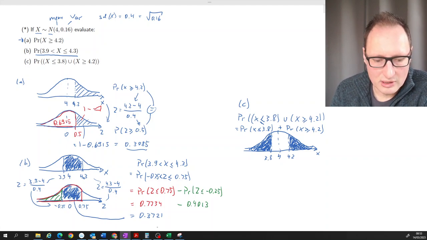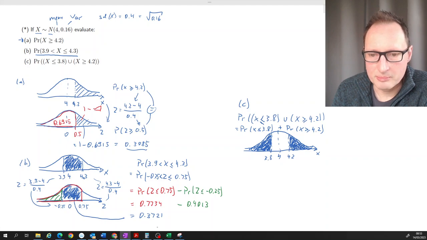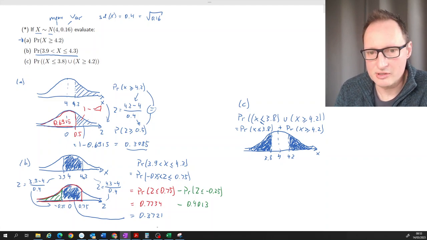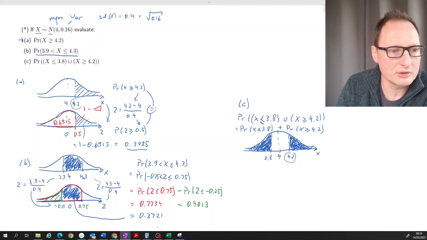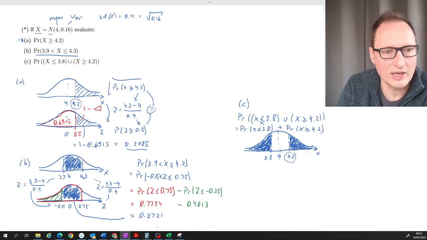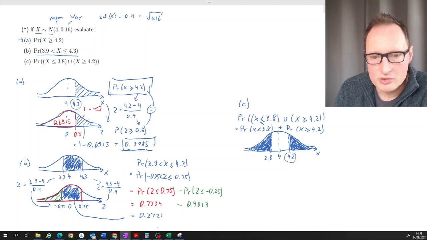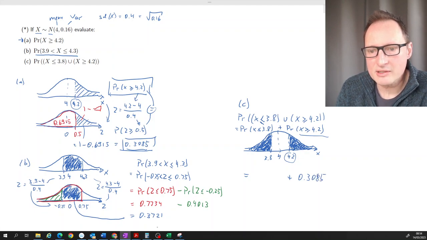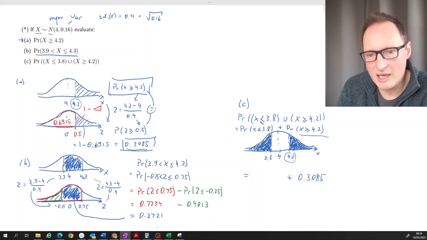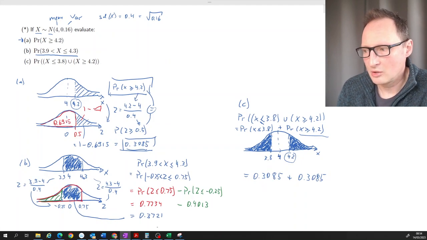Now, you can perhaps also see that these two events are symmetric around the mean. So if we know one of these two areas, then we know the size of the other. And it turns out that 4.2 looks familiar because we calculated that here already. We know that the probability of x being larger than 4.2 is 0.3085. And since we are talking about a symmetric distribution, and 3.8 is just as far away from the mean as 4.2, the size of this probability is also 0.3085. So we didn't have to go to the table again.